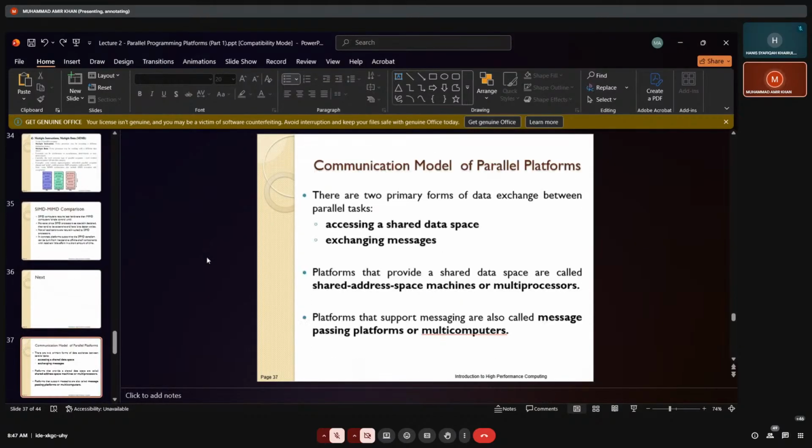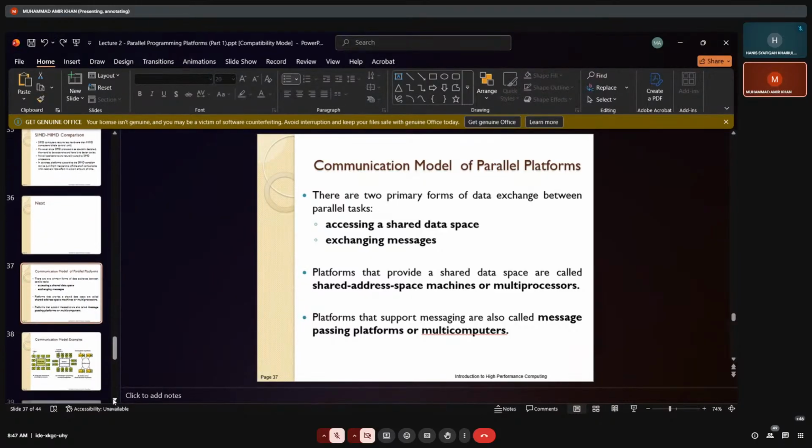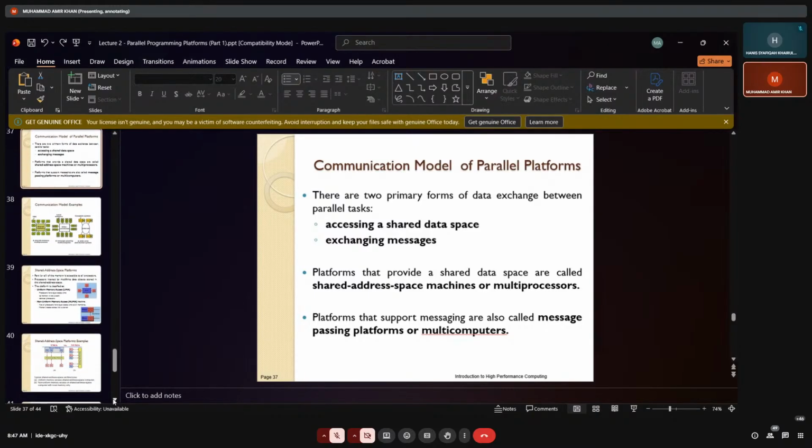So we have some communication models for parallel platforms. There are two primary forms of data exchange between parallel tasks: number one, accessing a shared data space, or number two, exchanging messages.